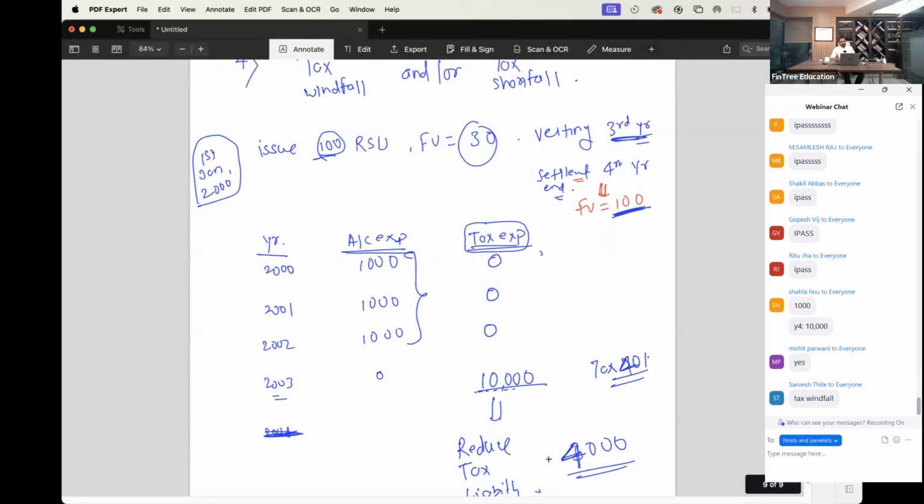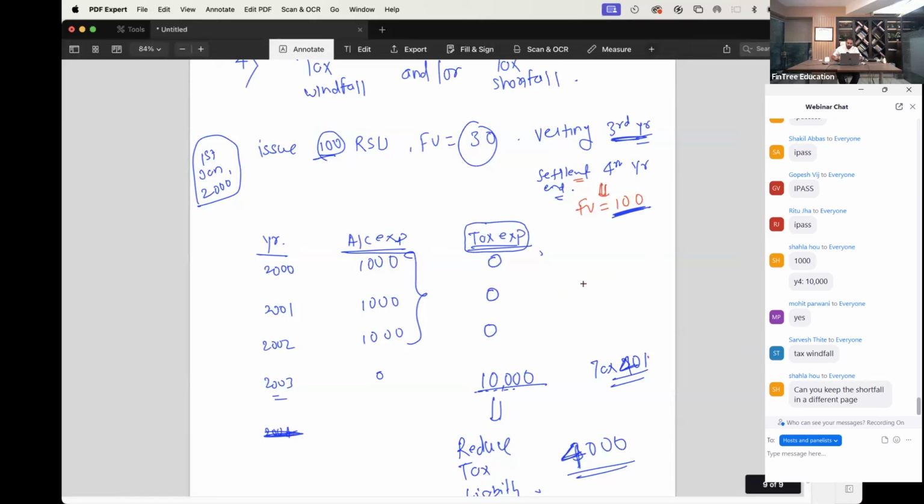Okay. When will I have a tax shortfall? If the share price in this window had fallen dramatically to 10, then I would have received an expense of only 1,000. Then it would be a tax shortfall. So tax windfall versus tax shortfall. Have you understood what the concept entails? Windfall versus shortfall.